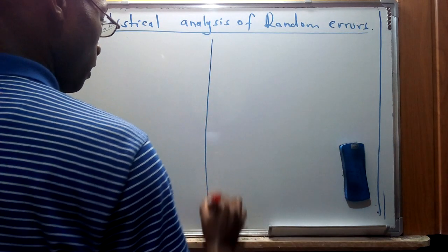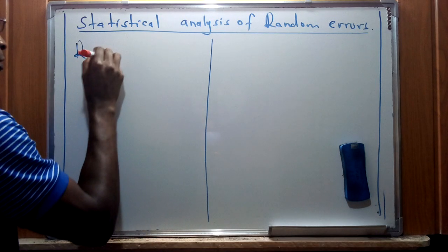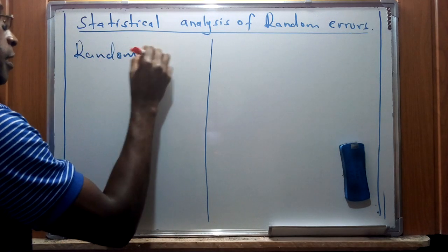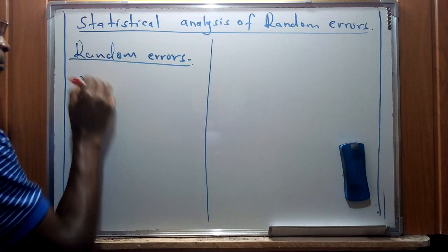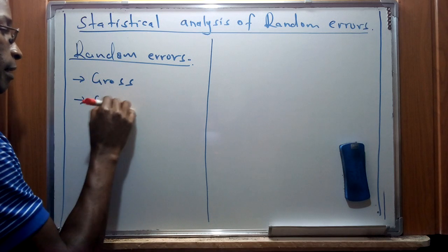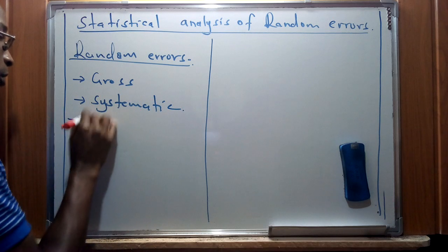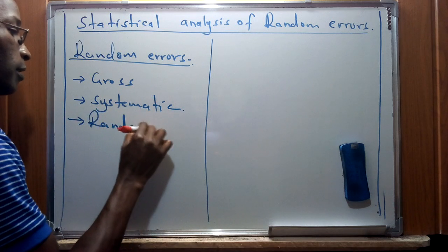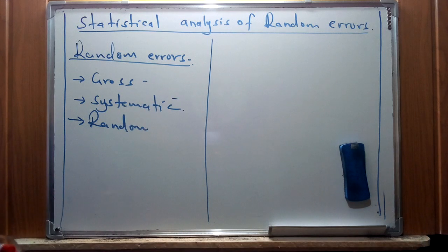Now I'm going to have just a small reminder of what we mentioned in our first video on the concept of random errors. We said that there are three categories of errors: gross errors, systematic errors, and lastly what we call the random errors. We said that there are some specific procedures that we can use to minimize these first two categories of errors.